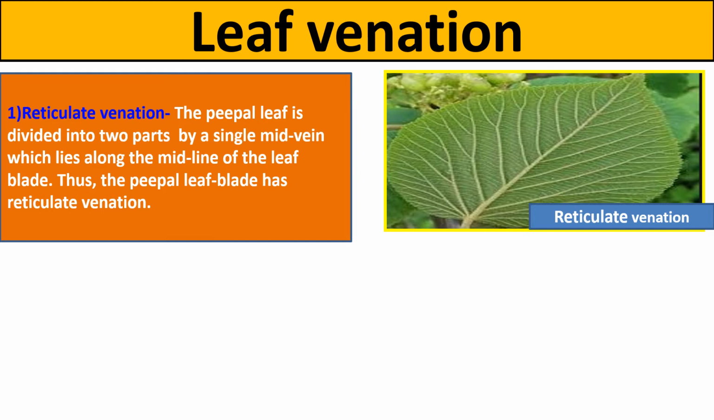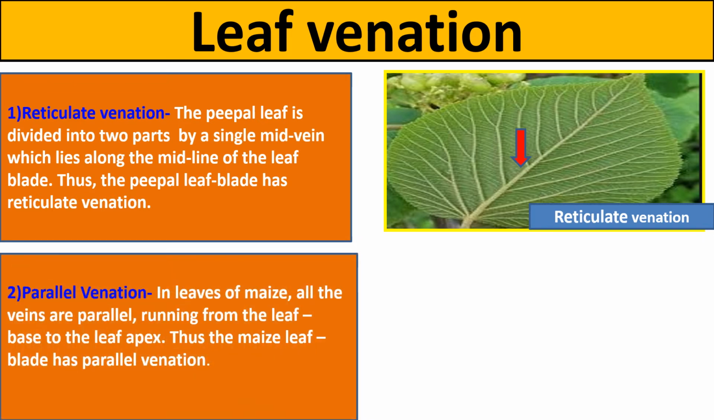The peepal leaf is divided into two parts. ये peepal leaf है and it is divided into two parts by single mid vein. See in the picture, single mid vein, which lies along the midline of the leaf blade. So where does it lie? Midline of the leaf blade. So this leaf blade shows reticulate venation, and it resembles a network of veins. So this is nothing but reticulate venation.